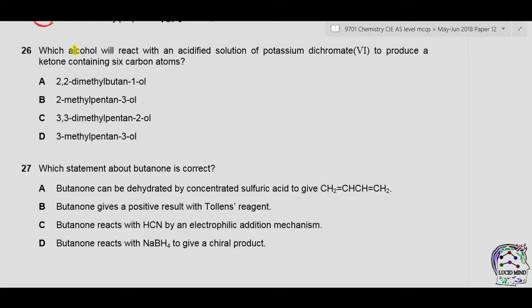Question 26. Which alcohol will react with an acidified solution of potassium dichromate(VI) to produce a ketone containing 6 carbon atoms? Now you should know that a ketone is always formed from a secondary alcohol. Let's find out the secondary alcohol.